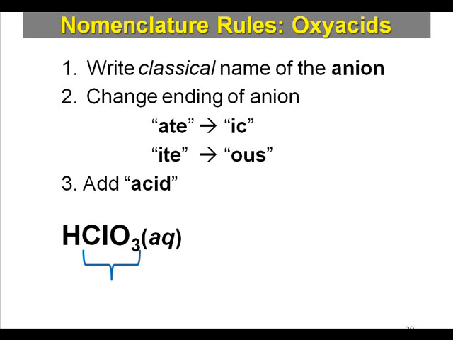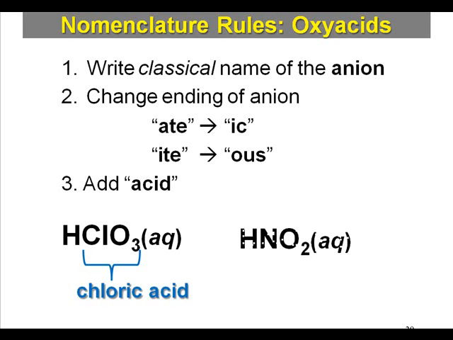So ClO3 is a chlorate. It's a polyatomic if you look it up on the polyatomic chart. We're going to change that to chloric, and we simply say acid. Notice it's an aqueous state. HNO2, NO2 is nitrite, nitrous acid.